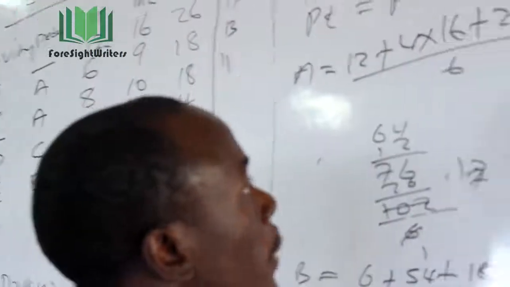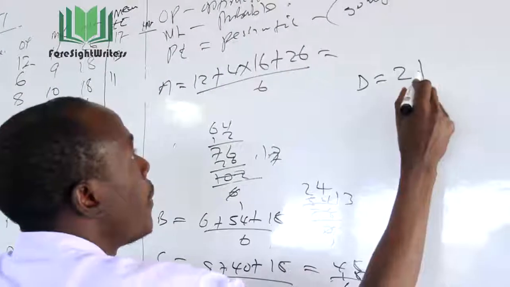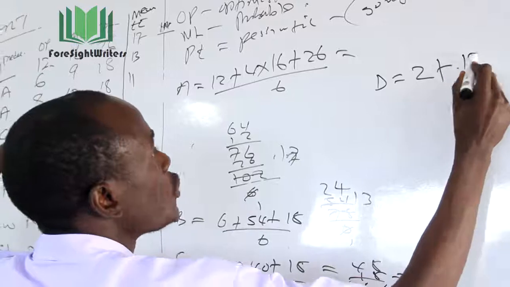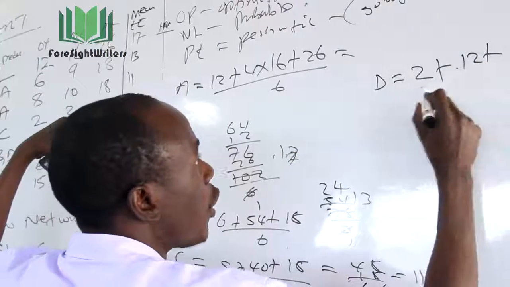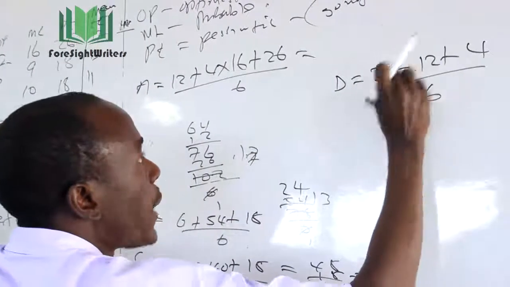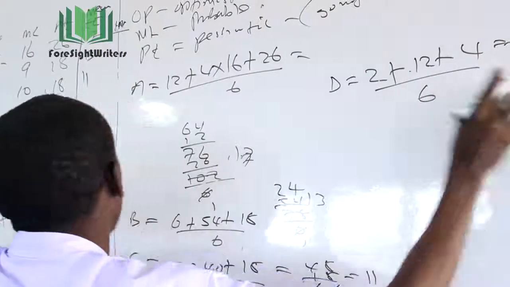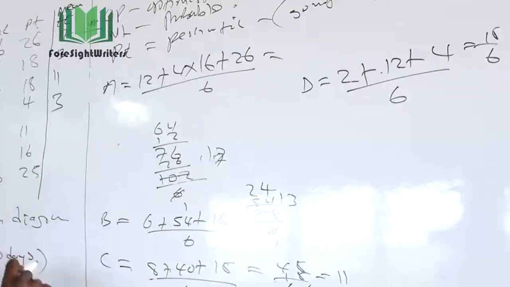Activity D is equal to 2 plus the most likely time, 3 times 4 is 12, plus pessimistic time, which is 4, divided by 6. So this is 2 plus 12 is 14, plus 4 is 18, divided by 6 is 3. So this becomes 3. Now activity E.